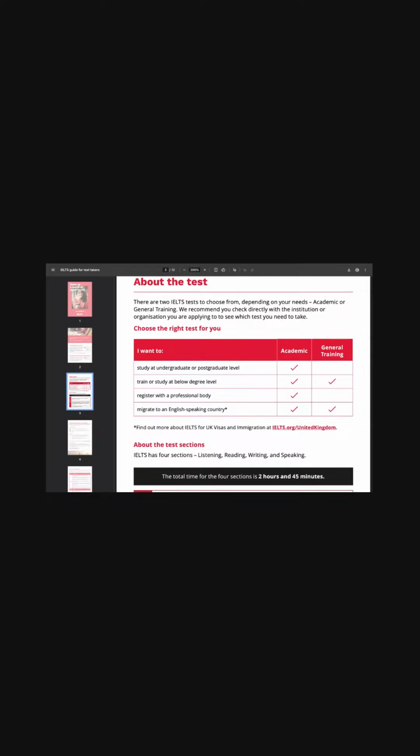Okay, it has to be the academic IELTS that you have to select. And if it's about a study below degree level or migrating to an English speaking country, then it is general training. That IELTS general training is what you have to select. So you should know first what IELTS you should do. Is it IELTS academic or general? Okay, so that's the first thing to know.